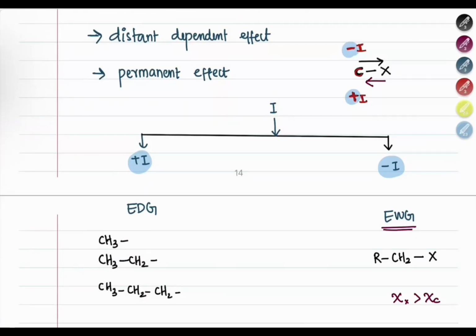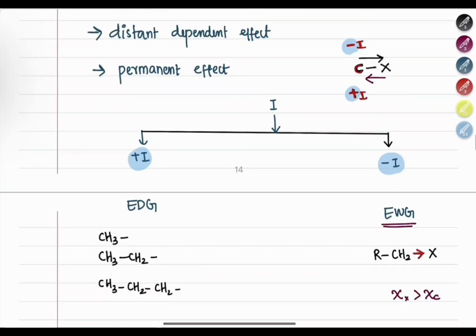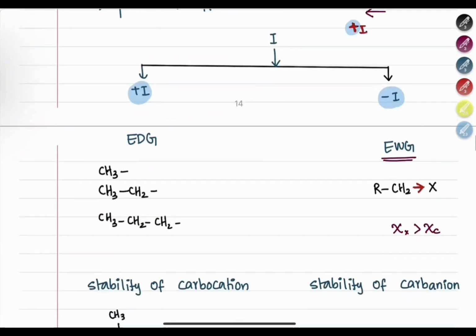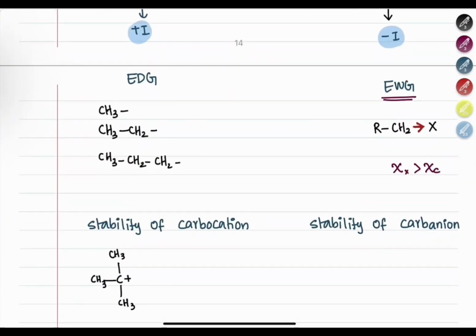Okay, in the case of minus I effect, what will happen? The electron density of this C-X bond will move towards the X substituent. But in the case of an electron donating group, it will move towards our carbon chain. Okay. Now we will see the application of inductive effect. Here we can use this to explain the stability of carbocation and carbanion.